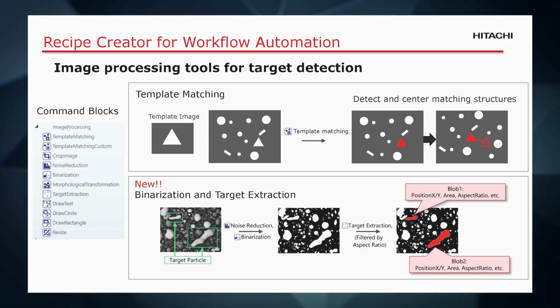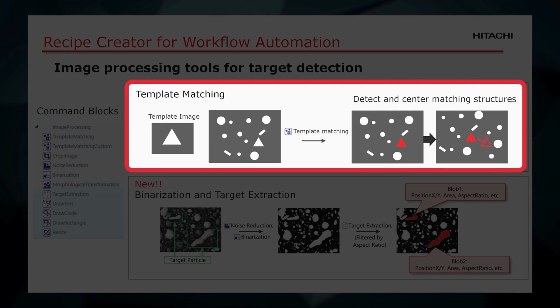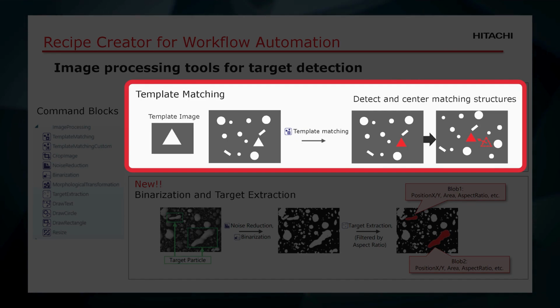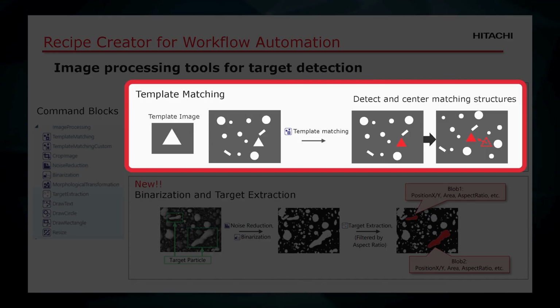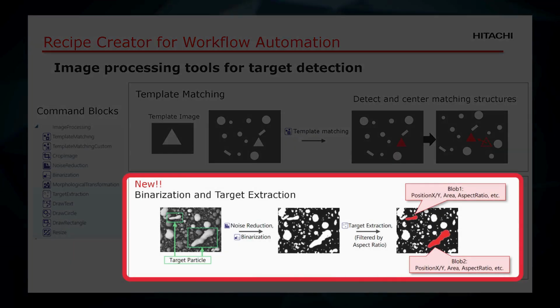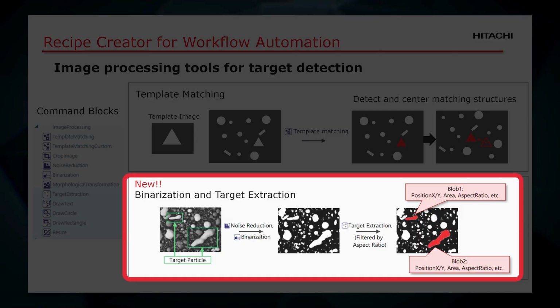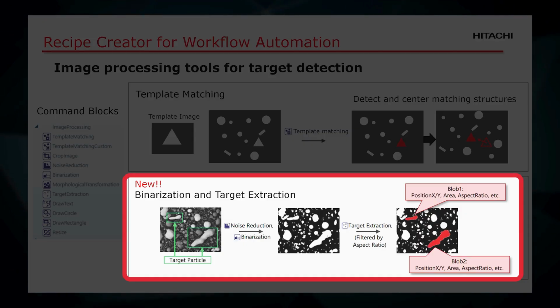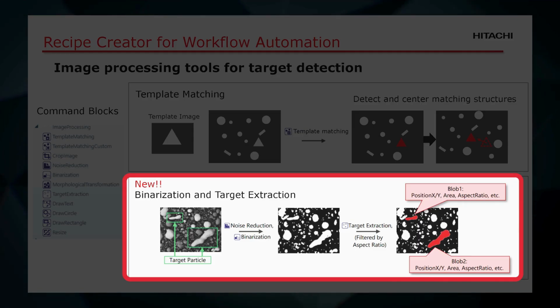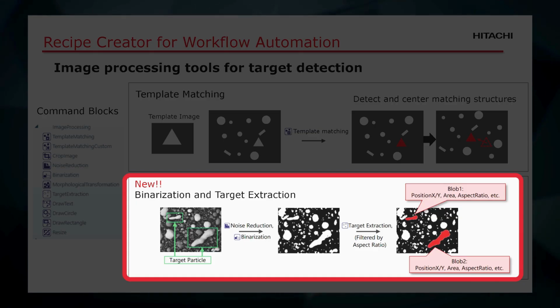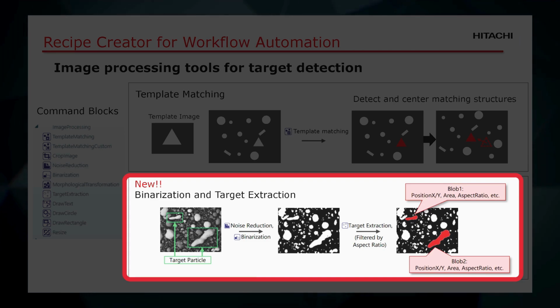One useful method is template matching. When it finds a matching structure like this, the system can automatically move the stage to center that feature like this. This function is useful when you need to locate repeated structures in your sample. Another method is binarization and target extraction. This is a new feature. A black and white image is generated, and then the system selects the target particle based on size and shape. Both methods are built into the block-based recipe system, so no programming is required.